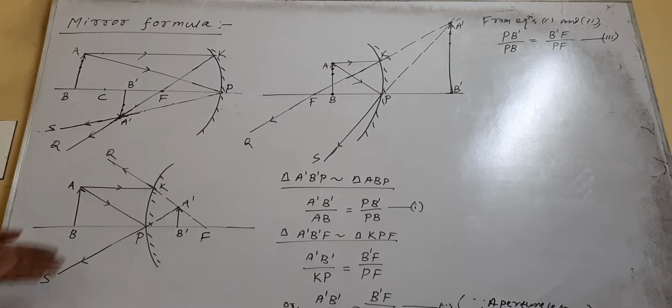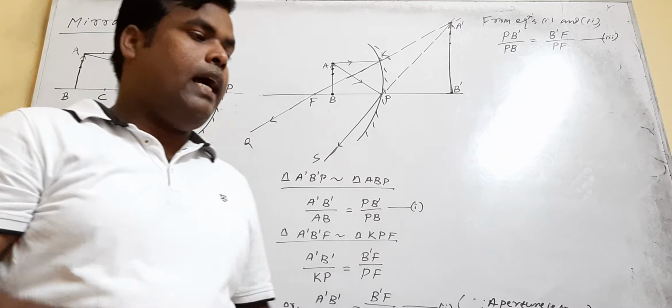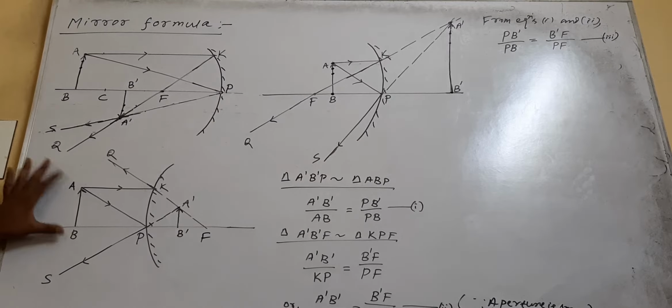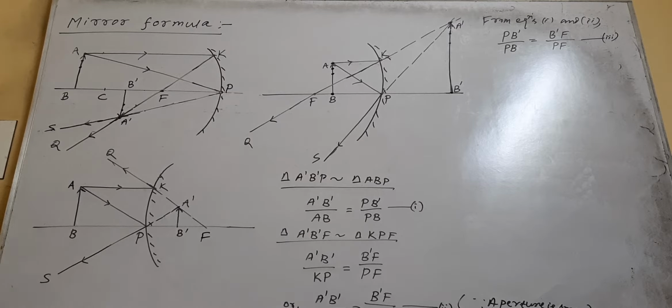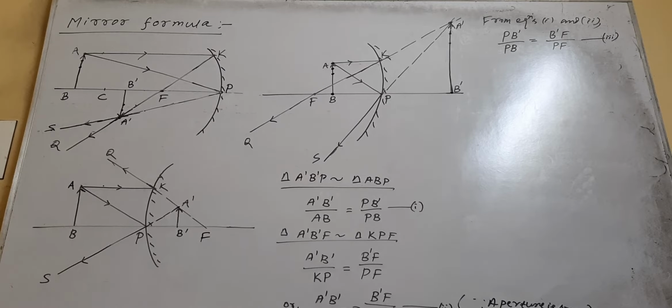So now come to this figure. It is the convex mirror. You know the convex mirror always produces a virtual, erect and diminished image. So you see here, it is the object AB. It is the incident ray. You know, already told, the parallel incident ray, you name it AK, it is reflected along KQ, and another incident ray AP is reflected along PS.